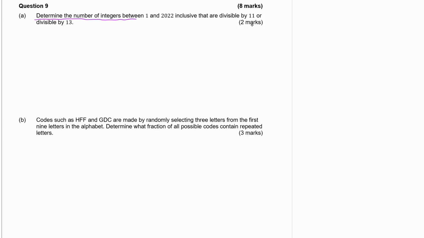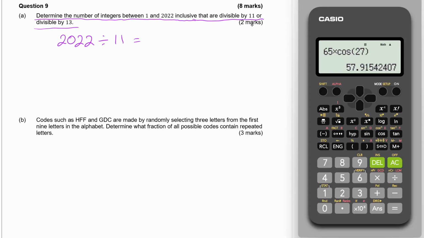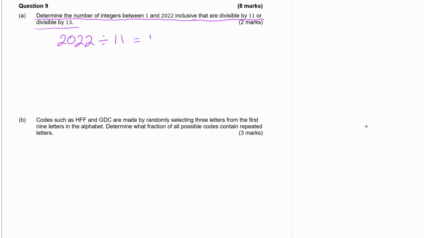Determine the number of integers between 1 and 2022 inclusive, so that means including the 1 and the 2022, that are divisible by 11 or divisible by 13. So let's see how many are divisible by 11. So we're just going to divide 2022 divided by 11 gives us 183.81, and so on. And that means that we've got 183.